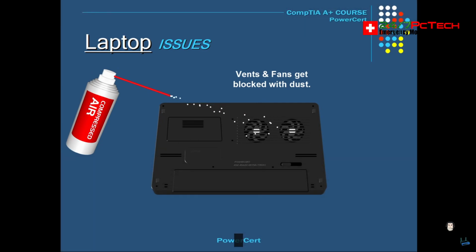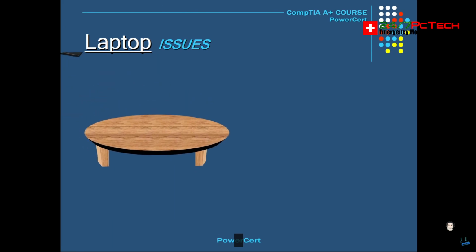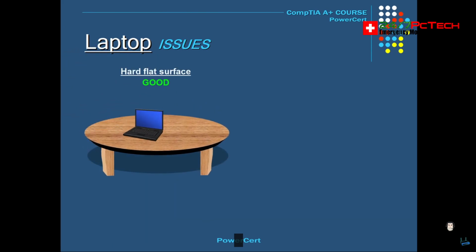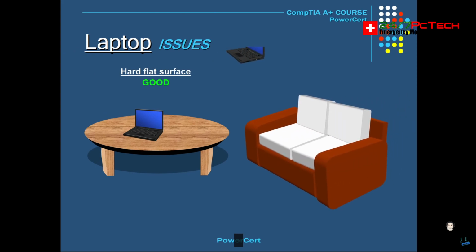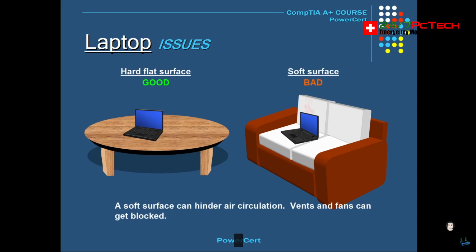And clean the fans and free them from any dust or debris. But another issue that causes a laptop to overheat is that a lot of times people use their laptops and they're not placing them on a hard flat surface. For example, they're using them on the couch or on their bed. And when this happens, a lot of times the vents and fans will get blocked and will hinder air circulation. Especially if the fans and vents are on the bottom of the laptop.